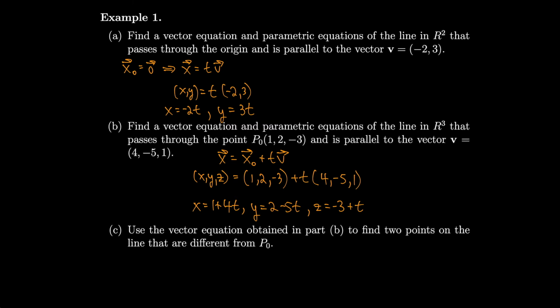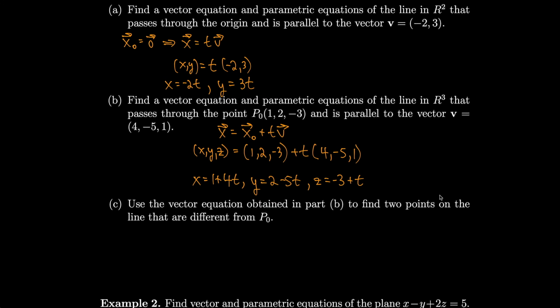How about we use the vector equation obtained in part B to find 2 points on the line that are different from P0. So how about I set t equal to 1, because for the parameter I could choose any number to get a different point. If I take t equals 1 and plug it in, I get 1 plus 4 is 5. Plug it in for my y coordinate, I'll get negative 3, and for z, negative 2.